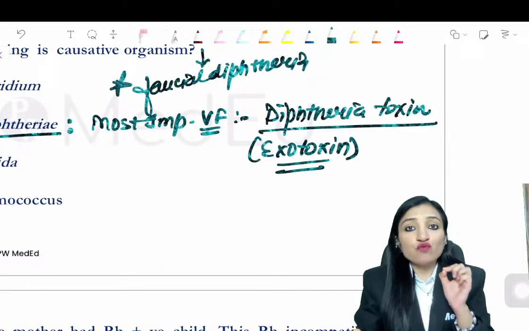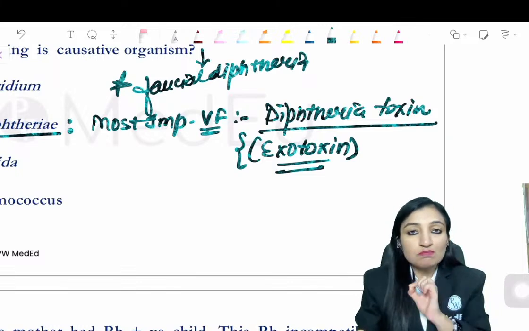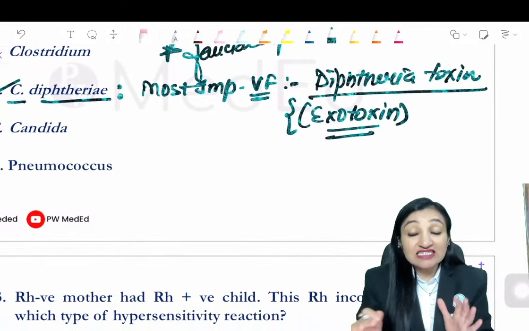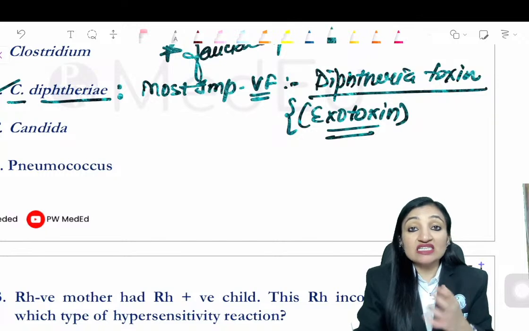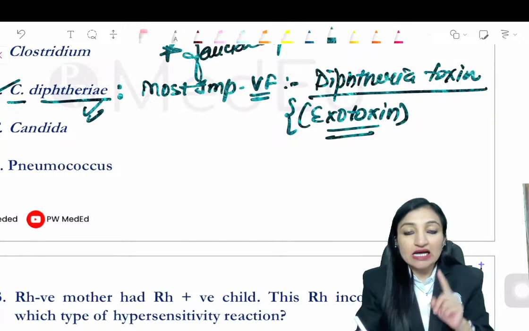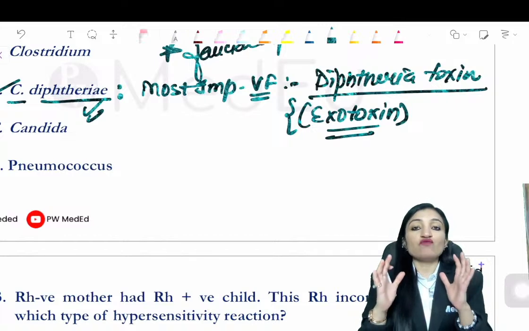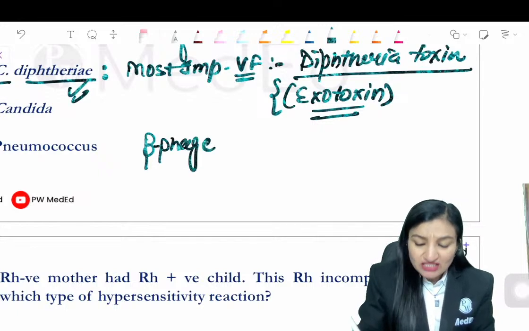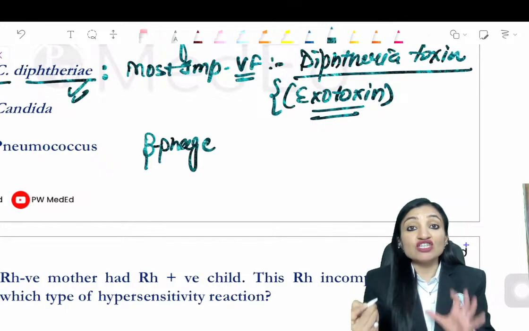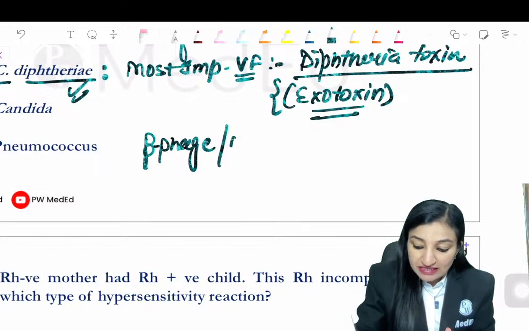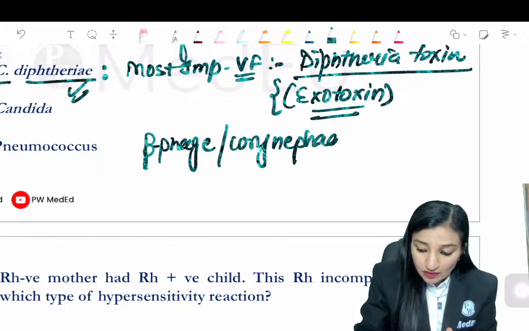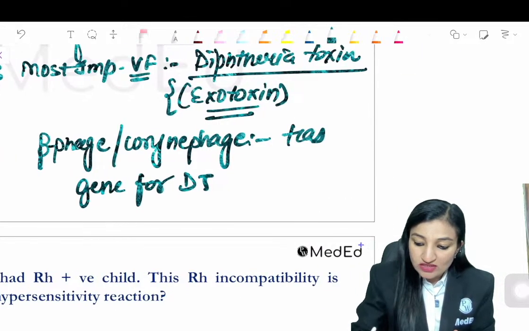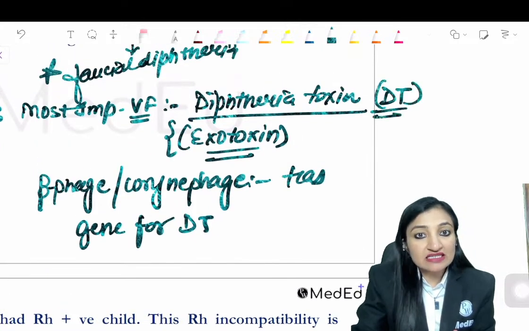Now, the gene for this proteinaceous toxin is not the property of this bacterium. Instead, this gene is a gift which this organism gets once it is attacked by a specific kind of phage or virus, namely beta phage or corynephages. Phages, also known as bacteriophages, are viruses which attack bacteria. This phage has the gene for DT, diphtheria toxin. The accepted short form for this toxin is DT.